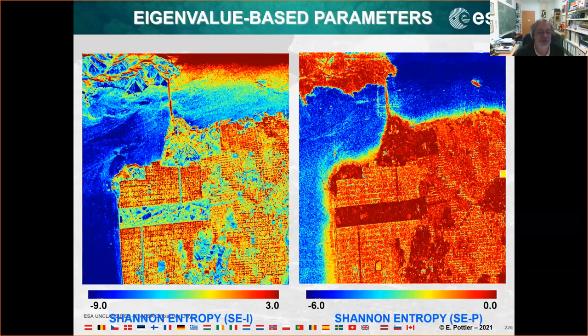Which decomposition can be interpreted physically when I apply it on dual pole data? You will see that tomorrow morning, okay? Because all that I'm presenting now is valid only for fully polarimetric data. All the models I have presented to you are valid for fully polarimetric data, not dual pole data. Tomorrow morning, I shall focus on the dual pole case.